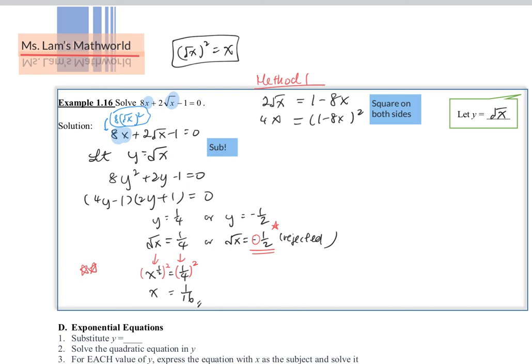And lastly, when we take square on both sides, or we use this substitution method, then remember we should only get one solution because it's only degree 1.